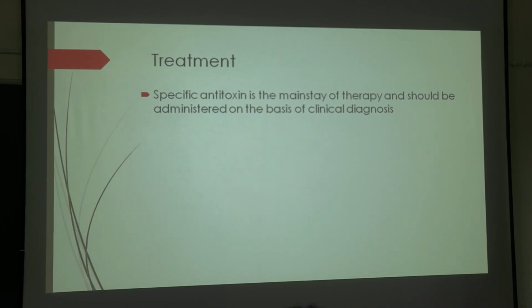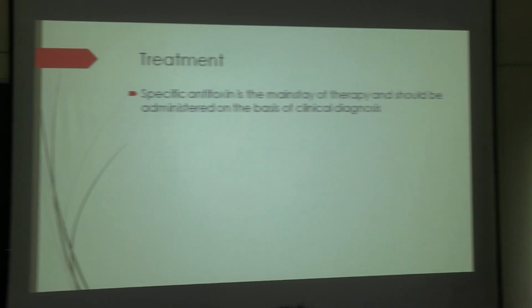before giving antibiotic, because diphtheria exerts its effects by producing exotoxin. Unless and until you neutralize that exotoxin, your antibiotic will not work properly, because antibiotic will work only on the dividing cells, but not the toxin they have already secreted. You have to neutralize that first to alleviate the symptoms. So diphtheria antitoxin is the mainstay of the therapy and should be administered on the basis of clinical diagnosis.